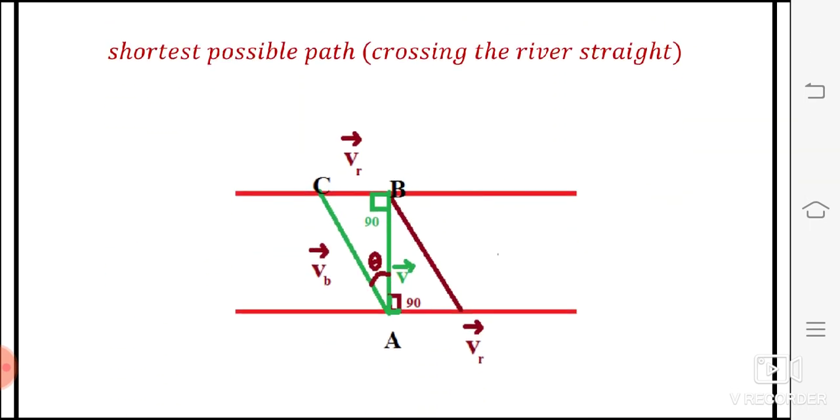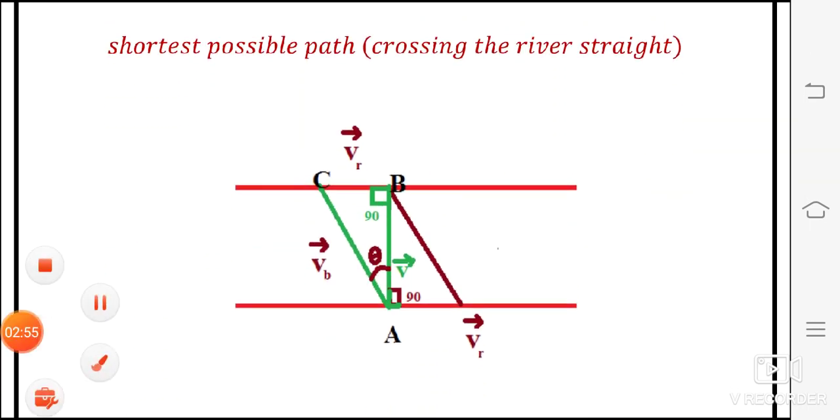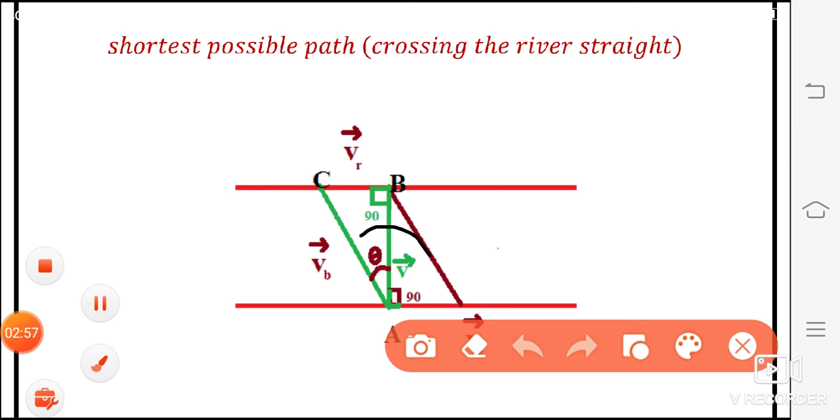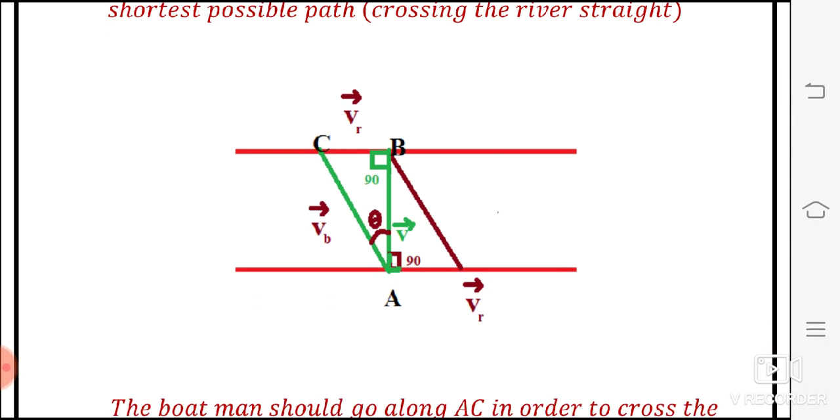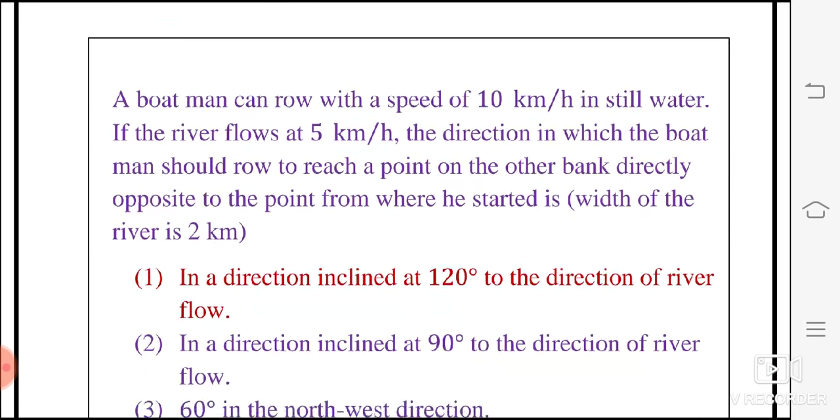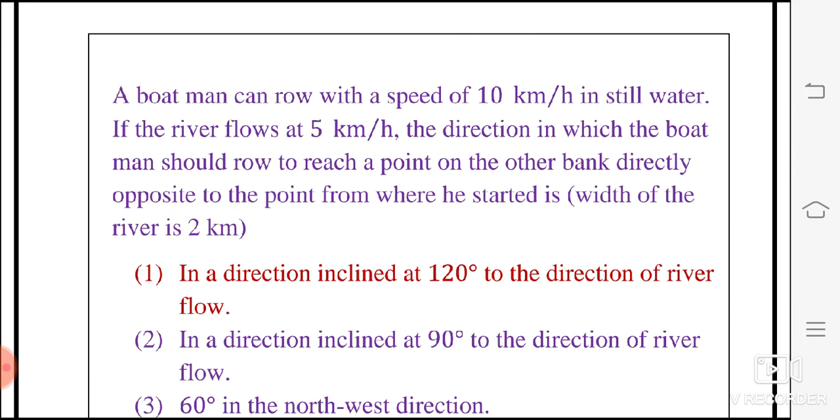So the boatman should go along 120 degree inclined to the direction of river flow, theta plus 90 degree. From this point to this point is theta, from this point to this point is 90 degree. So adding, theta plus 90 is equal to 120 degree. So the first option is correct: in a direction inclined at 120 degree to the direction of river flow.